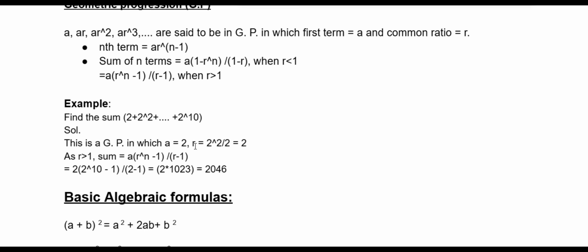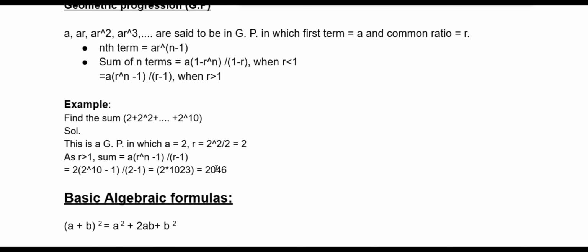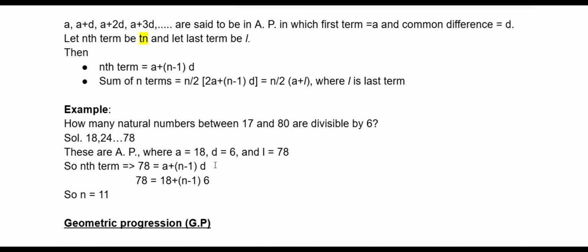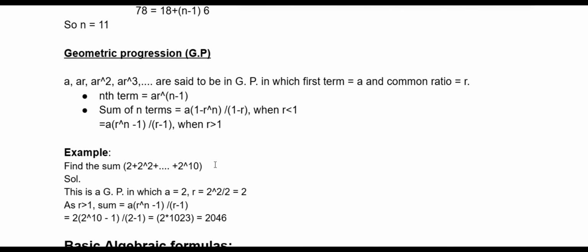In which A is equal to 2, and R is equal to the ratio of these two, I told you now. So 2 square by 2, which is 2. Okay, as the R value, which is 2, is greater than 1, you will take this formula: A times (R power n minus 1) divided by (R minus 1). So 2 multiplied by (2 power 10, which is the n value, minus 1) divided by (2 minus 1), which is 2 times 1023, which is 2046. So this is how, by using AP and GP, we will be finding out the sum or number of terms in a series.